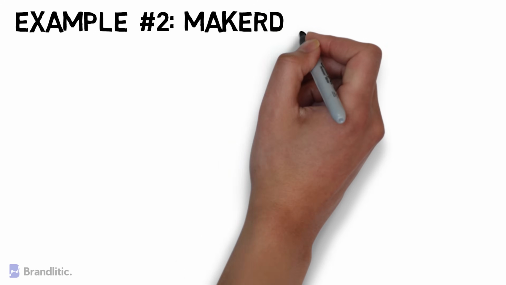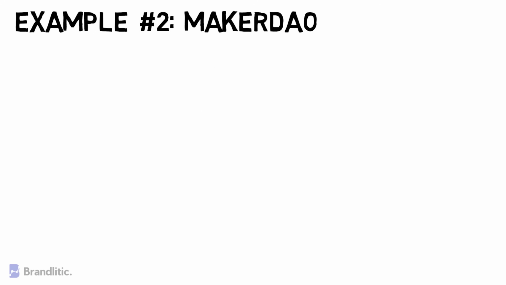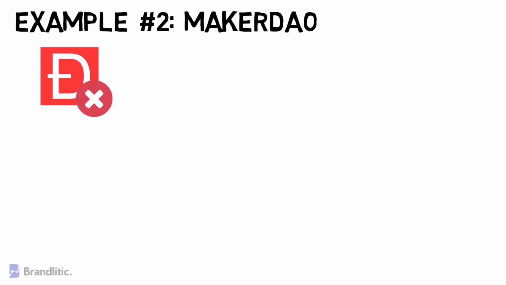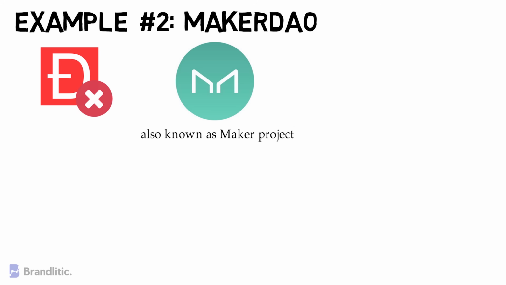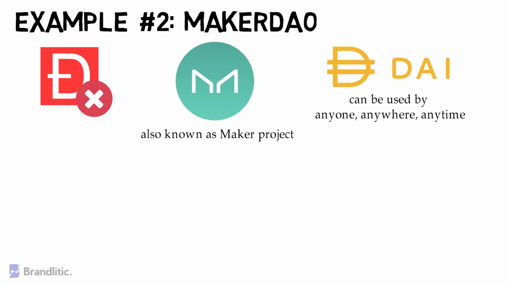Example number 2, MakerDAO. While the DAO failed, DAOs are definitely not just an abstract concept as of today. Perhaps the most well-known example of a DAO is MakerDAO, which is sometimes also called the Maker Project, which currently has a thriving and rapidly growing ecosystem. People from the MakerDAO project have the common goal of creating the stablecoin DAI, which can be used by anyone, anywhere, anytime.